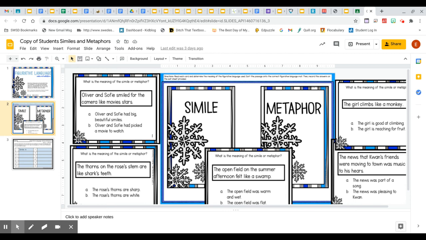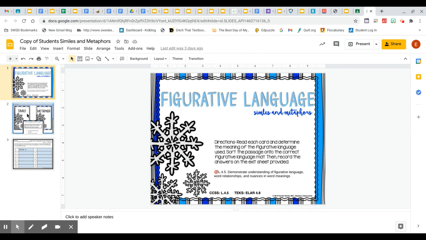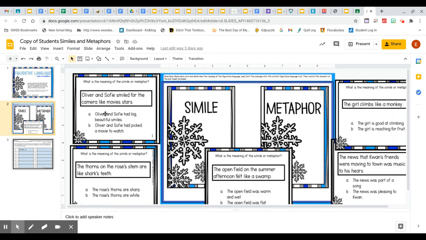Okay, so the first slide is really just pretty. Second slide, you're going to see all these cards. So you see the number down at the bottom. All right. So it says, what is the meaning of a simile or metaphor? Oliver and Sophie smiled for the camera like movie stars. That says like. They're comparing their smiles to movie stars. So, does it mean that Oliver and Sophie had big, beautiful smiles, or Oliver and Sophie had picked a movie to watch? I think it's A.